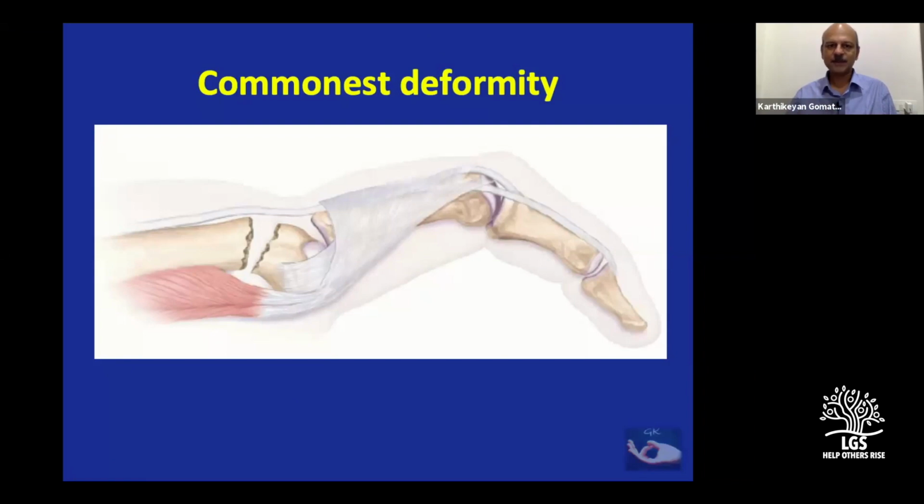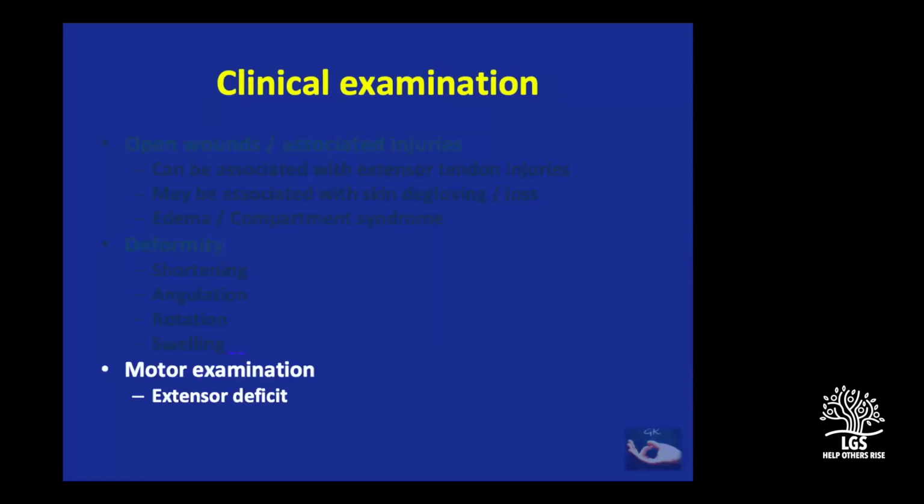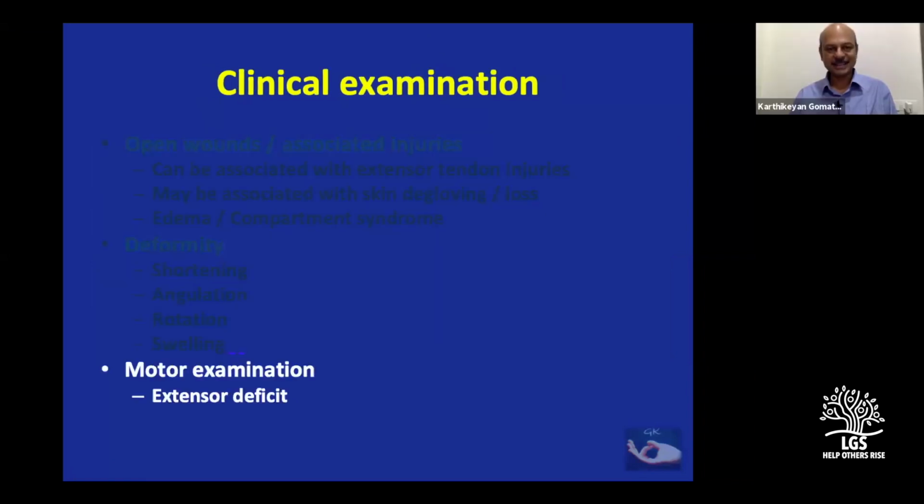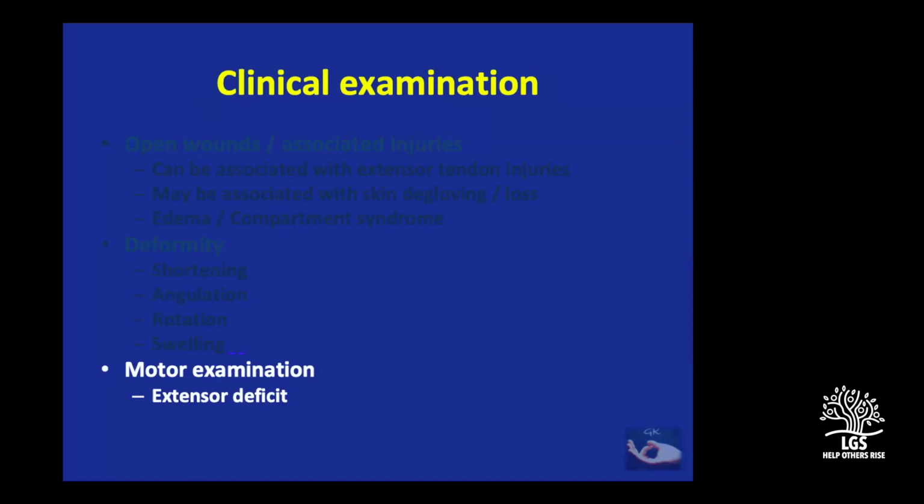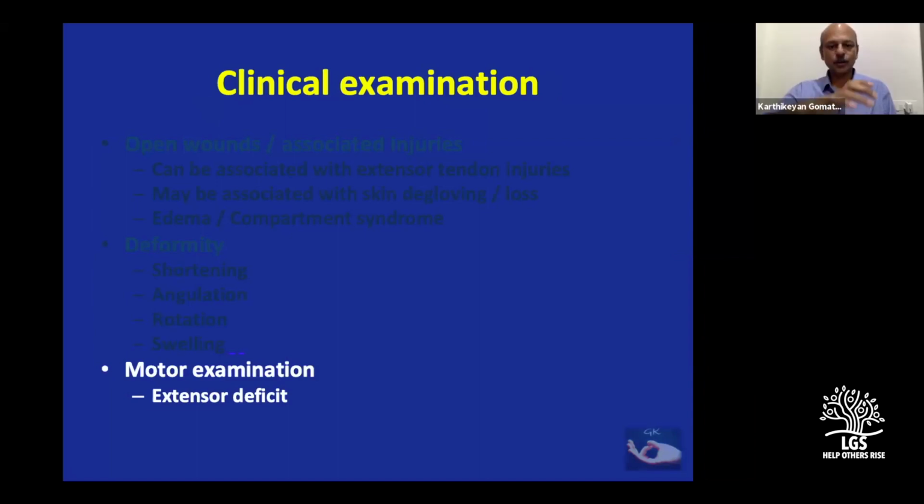This must be remembered, and we must understand that we must negate this force if we are to get a good fixation. And in clinical examination, as I said, you need to look for an extensor deficit. Now, sometimes there will be no injury to the extensor tendon, but still you will have some deformity like this. Sometimes if all the metacarpals are fractured, you will have a deformity like this.